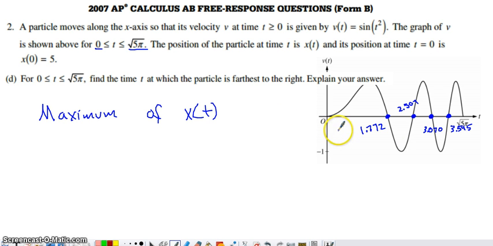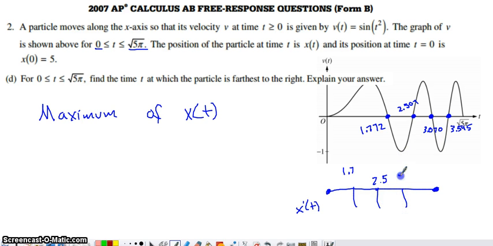If you think about what the sign chart for x prime of t, excuse me, what the velocity sign chart would look like, we would have split values on it at 1.77. We'd have another split value at 2.5. We'd have another split value at 3.07, and the last one at 3.5. And then here we'd have 0, and then here we'd have the square root of 5 pi.